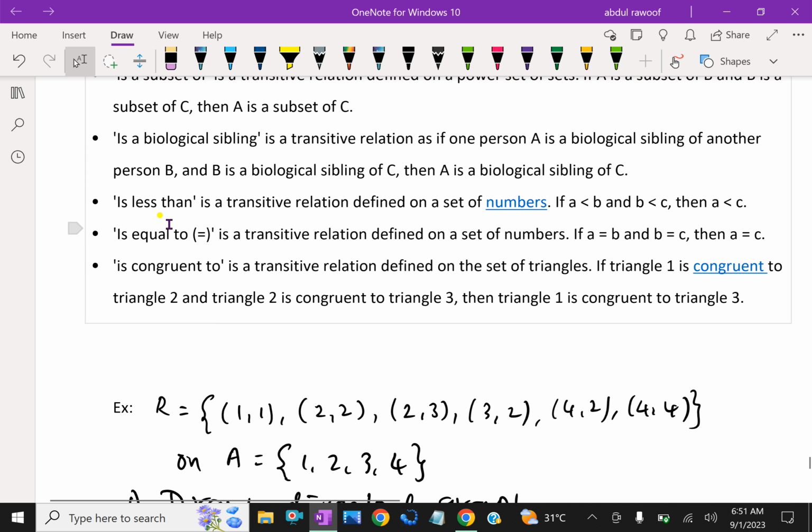Is less than is also a transitive relation. Is equal to is also a transitive relation, of course, because if the first number is equal to the second and the second is equal to the third, then of course the first is equal to the third. Is congruent to is also a transitive relation defined on the set of triangles. If triangle 1 is congruent to triangle 2 and triangle 2 is congruent to triangle 3, then triangle 1 is congruent to triangle 3, of course.